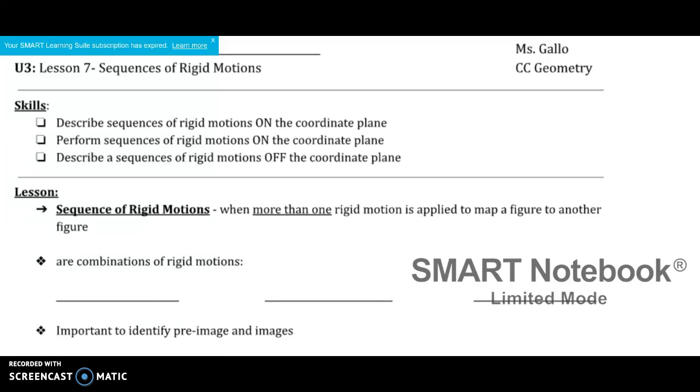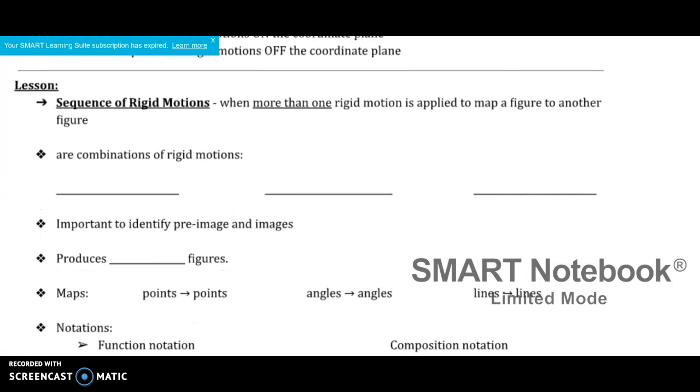Unit 3, Lesson 7. In this lesson, we'll learn about sequences of rigid motion. So we'll describe and perform sequences of rigid motions on the coordinate plane, and we will describe sequences of rigid motions off of the coordinate plane. So what is a sequence of rigid motions?